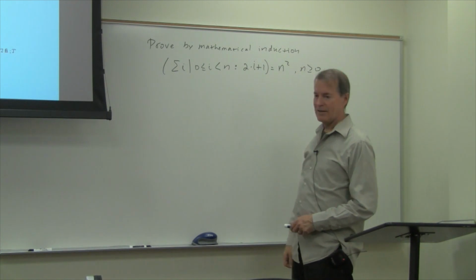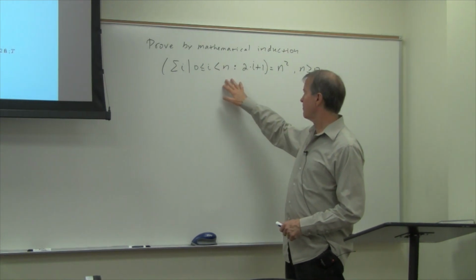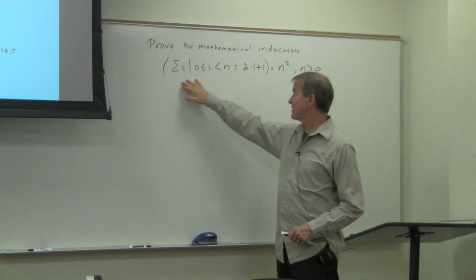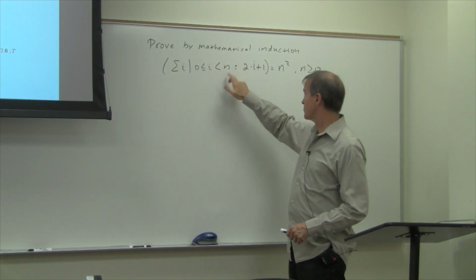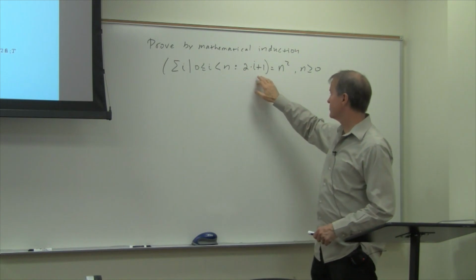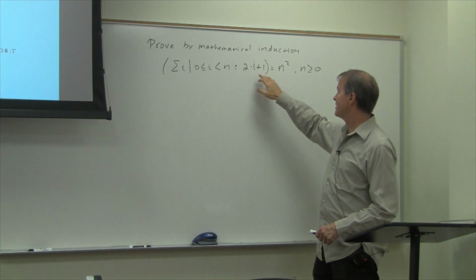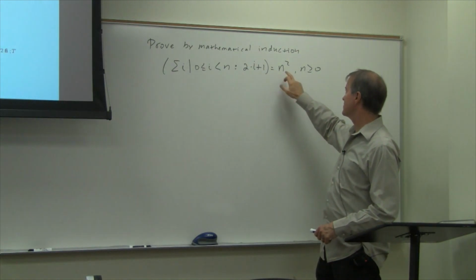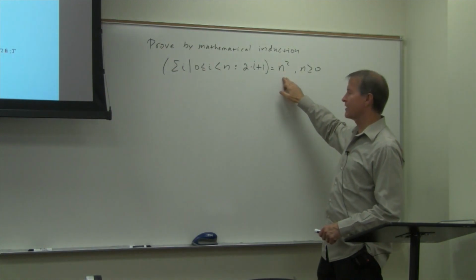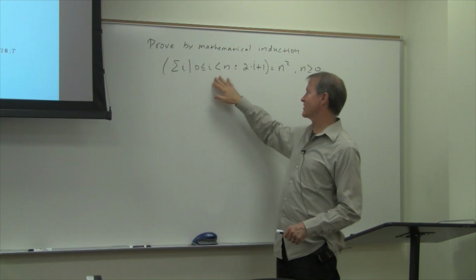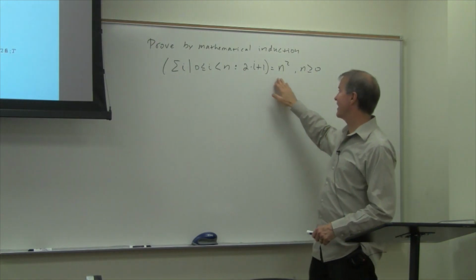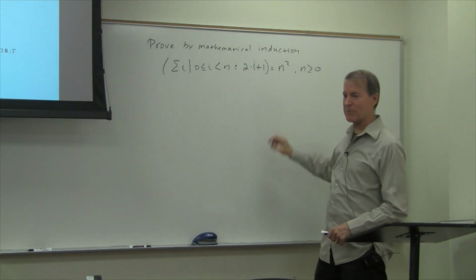So that's right. And then you must prove that the sum over i, 0 less than or equal to i less than n plus 1, of 2 times i plus 1 equals n plus 1 squared, assuming the sum over i, 0 less than or equal to i less than n equals n squared as the inductive hypothesis.